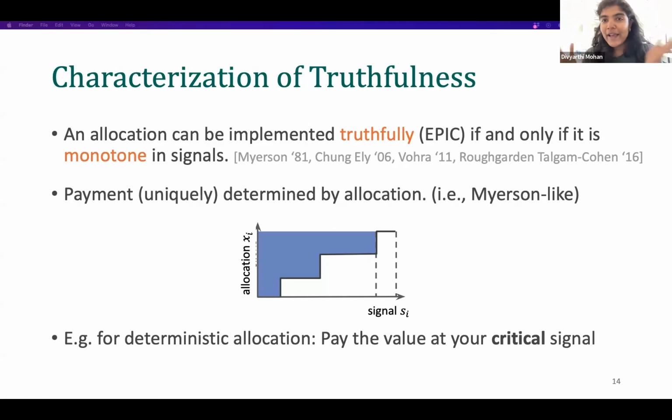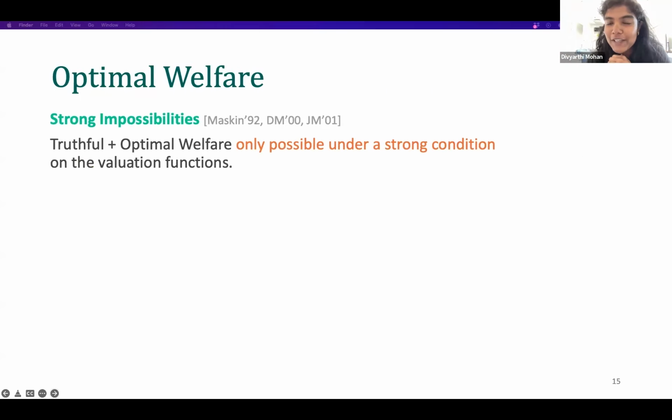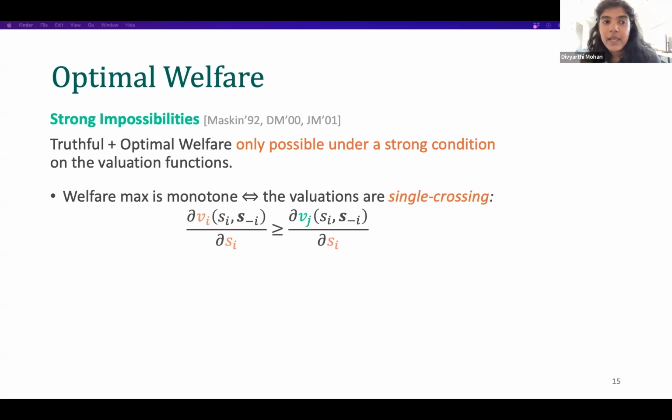So now that we know about truthfulness, maybe we can figure out a way to obtain the optimal welfare truthfully in this setting. But unfortunately, there's a really strong impossibility result here, even though we have this very nice simple second price auction in the classic setting. Here, if you want to obtain the optimal welfare with a truthful mechanism, this is only possible under a very strong condition on the valuation functions. In particular, it's called the single crossing condition. This is simply because the allocation rule that maximizes welfare is going to be a monotone rule if and only if the valuations are single crossing.